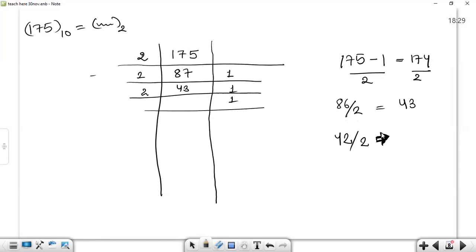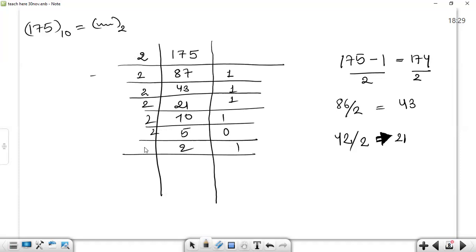What is 42 divided by 2? 21. Okay, good. So 21 is still an odd number. So dividing, now 20 by 2 becomes 10. Now this is an even number, so we will not subtract anything. Now this is an odd number.